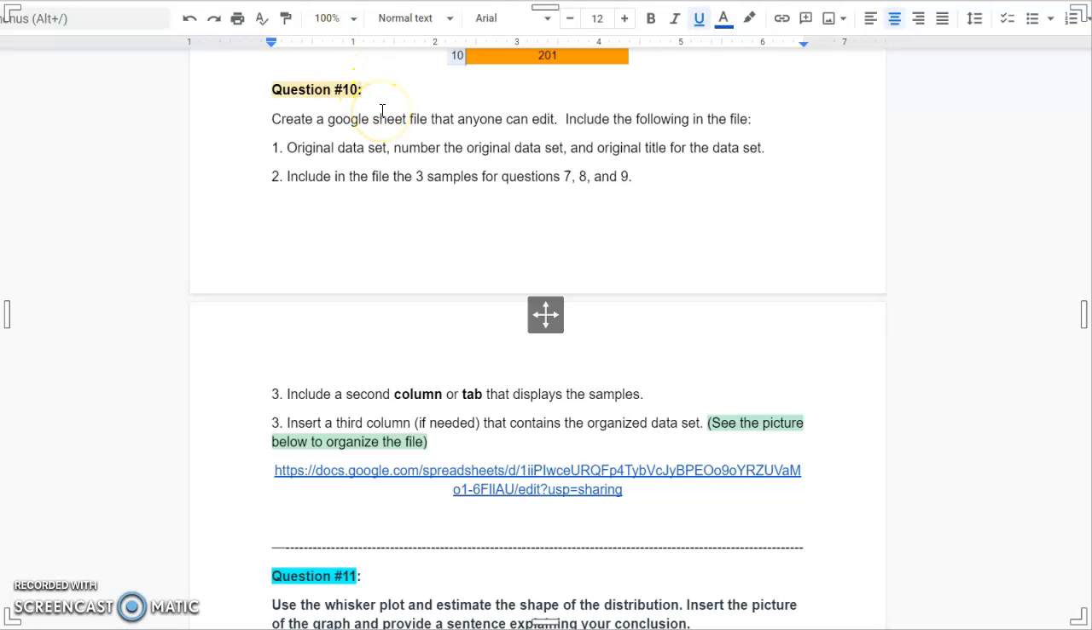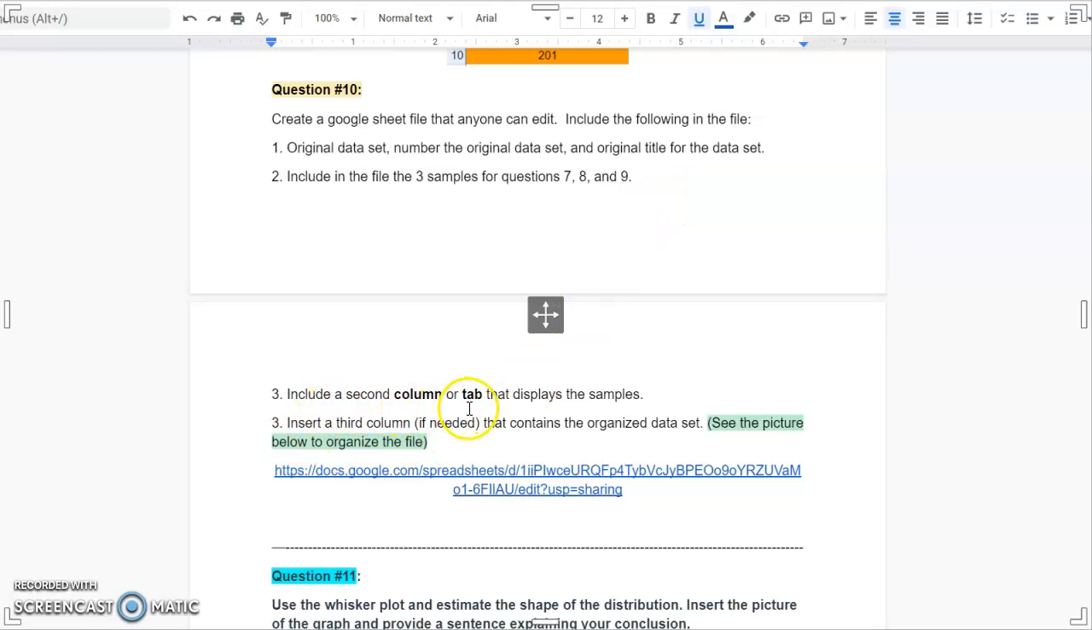For problem 10, you see here we needed to create a Google Sheet file that anyone can edit, including the following in the file: the original data set, numbers of the original data set, and original title for the data set. Include the three samples for questions 7, 8, and 9.